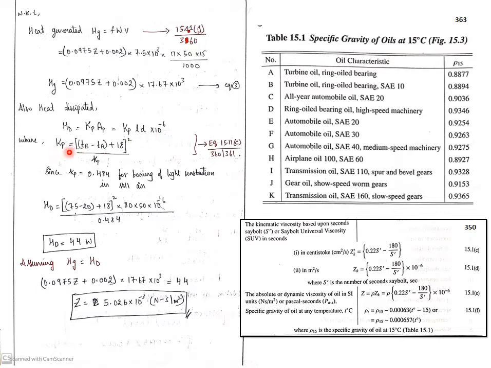Now to find the value of Kp, Tb minus Ta plus 18. Tb is given as temperature 75 and air temperature as 20 degrees Celsius. He has given it directly.